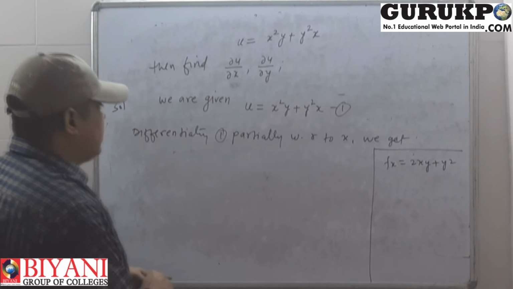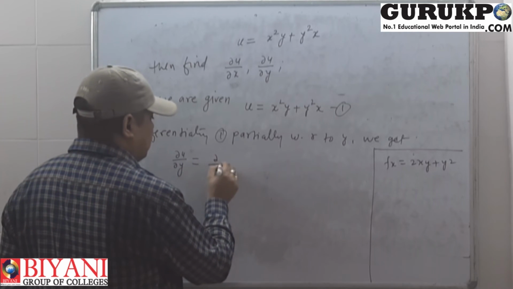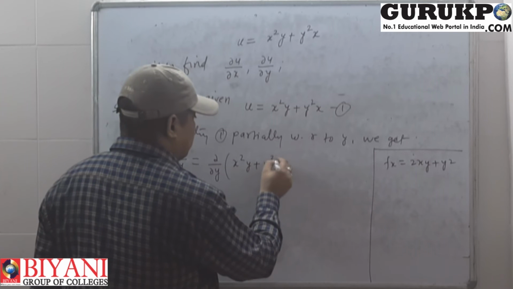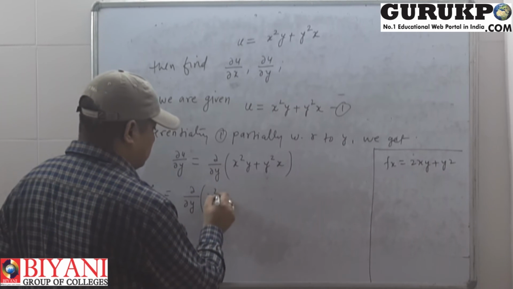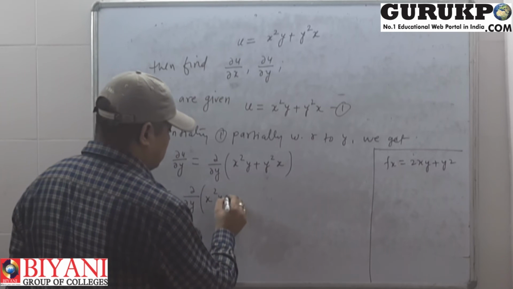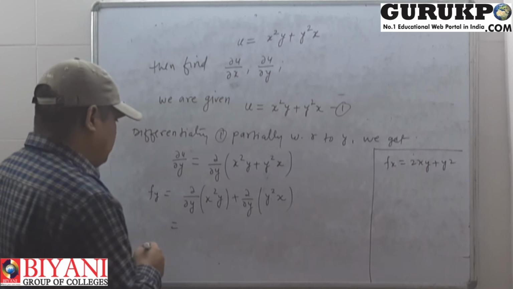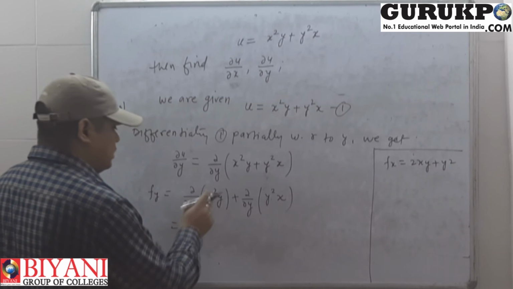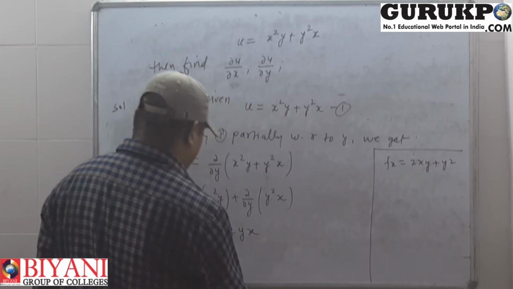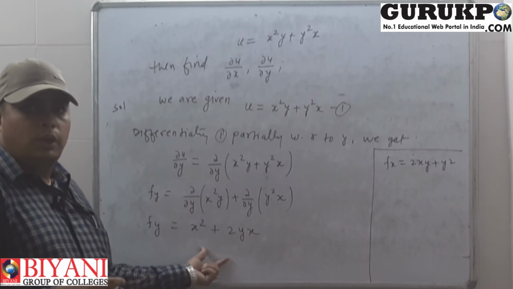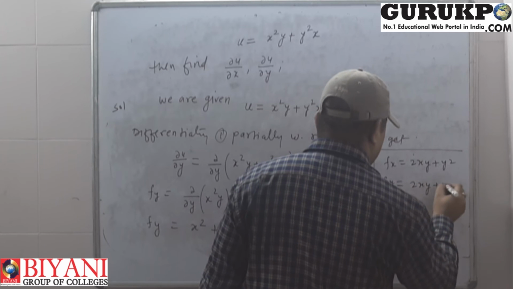So we can say that differentiating u partially with respect to y, we get del u by del y, which is del by del y of the function x square y plus y square x. It is f of y. Partial differentiation of this will become x square, because x square is a constant, therefore it will remain the same, and the derivative of y will become 1, and it will become 2yx. Therefore f of y is x square plus 2yx, or we can write 2xy. Thus f of y is equal to 2xy plus x square.